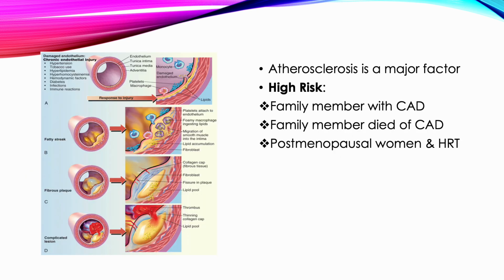All right, usually it's caused from arteriosclerosis. You're high risk if you have a family member who's had a heart attack or coronary artery disease, especially if they died of coronary artery disease. Like if somebody died of a sudden heart attack in your family, you would be at risk. Postmenopausal women who take hormone replacement therapy are at risk. So before menopause, women are protected with the estrogen in their body from heart disease. But after they go through menopause, they no longer have that protection, and taking exogenous estrogen does not help, okay? So women really need to take care of themselves as well.